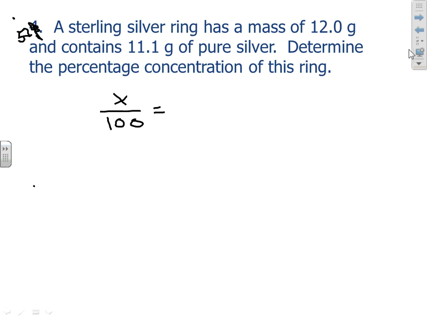And in this case, silver is the solute. It's in the ring. So 11.1 grams over 12.0 grams. If we get really good at that opposite operation, some of you might say, do I have to write that middle step in there? As long as you don't make a mistake, I'm not concerned, because in my mind, I can see me having to go 11.1 divided by 12 times 100, or 11.1 times 100, because it's going to come up here, divided by 12. I don't care.